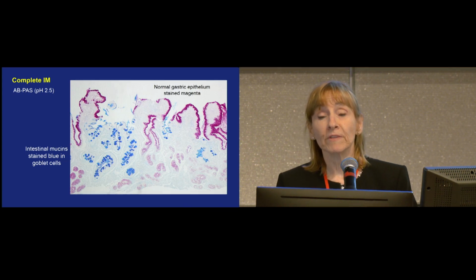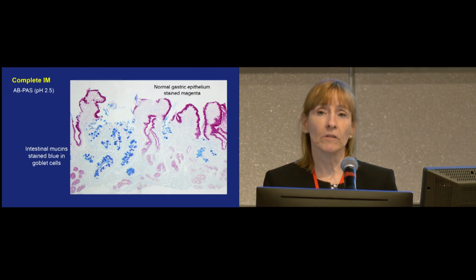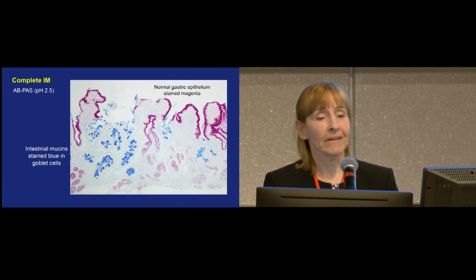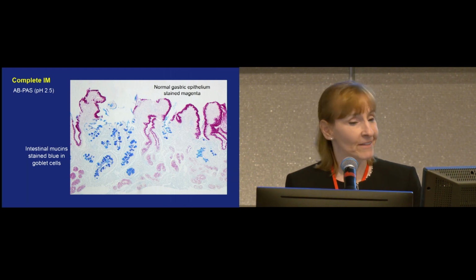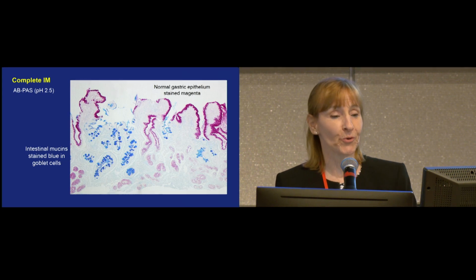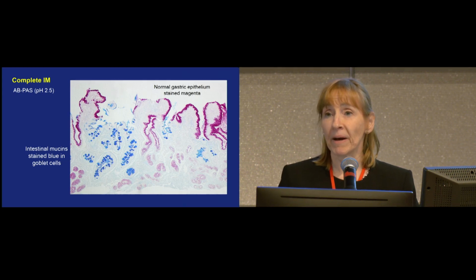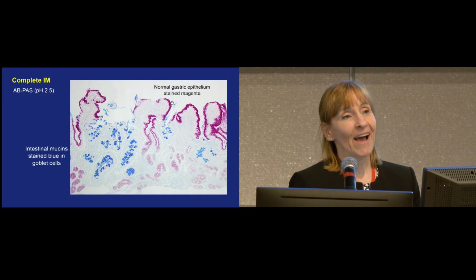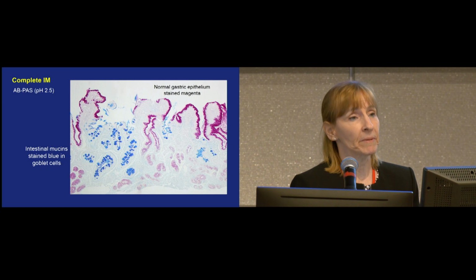Most of the time, with a good H&E, you can make the classification. But in cases where it may be needed, not in this case, obviously, but just to show you the staining, the Alcian blue-PAS is a good staining for differentiating metaplasia from non-metaplasia and for subtyping metaplasia.